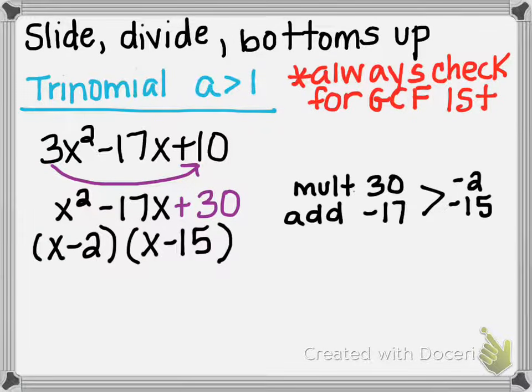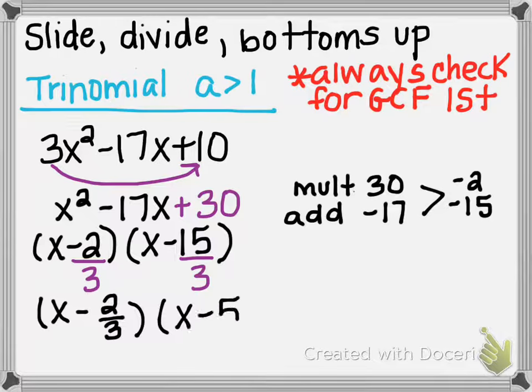Now, at this point, don't think that you're done. So you have done the slide, now you need to divide. And divide basically means that I'm going to divide by the number that I slid. So I need to undo that multiplication that I did initially. And at this point, we're going to simplify. So 2 over 3 is going to stay 2 over 3. But when I look at 15 over 3, that's going to simplify, and that's going to give me minus 5. So I have x minus 2 over 3, x minus 5.